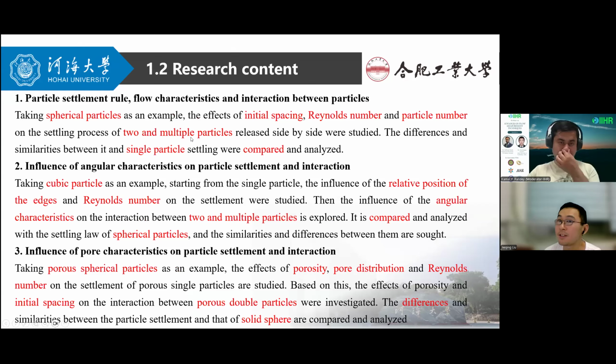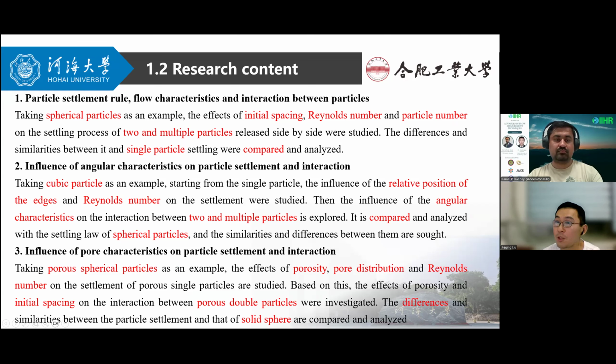Our research content is, first, particle settlement rule, flow characteristics, and interaction between particles. We take spherical particle as an example. The effect of initial spacing, Reynolds numbers, and particle number on settling process of two or multiple particles released side by side was studied. The differences and similarities between it and the single particle settling were compared and analyzed.